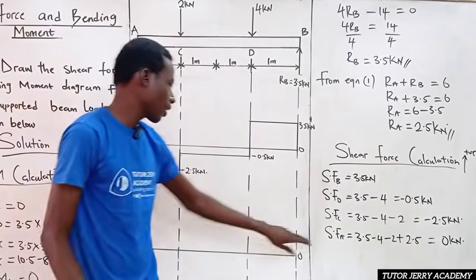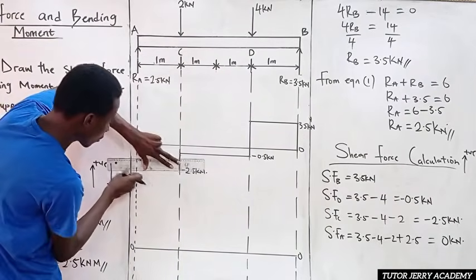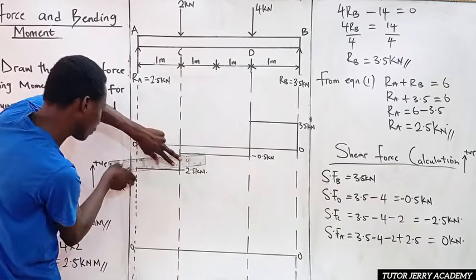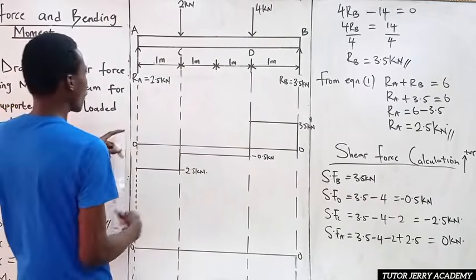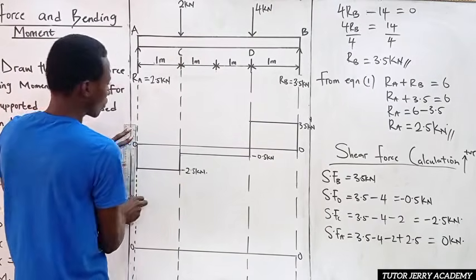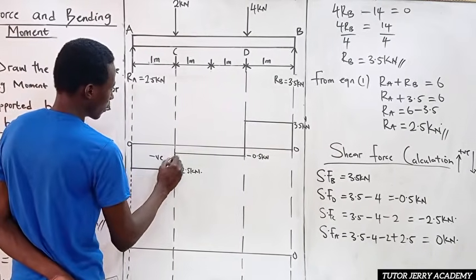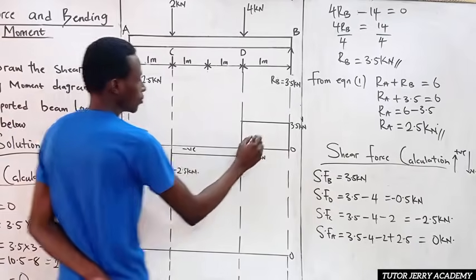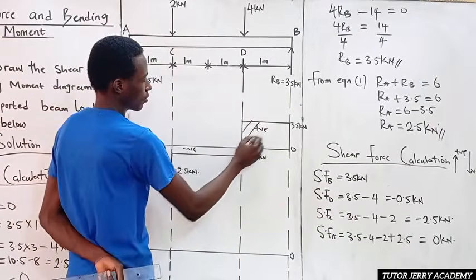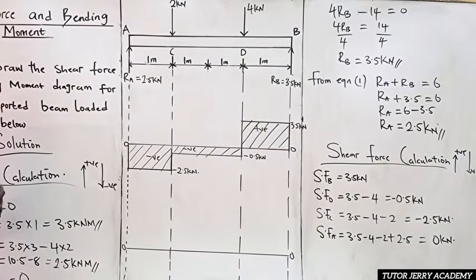Finally, our shear force at A is 0 kilonewton. Don't forget that this is going to continue as constant. So our shear force at A is nothing but 0, so we are going back to 0. This is what we have. Of course, this place is our negative side, and this is our positive side. So you can just shade this. This is what we have as our shear force diagram.